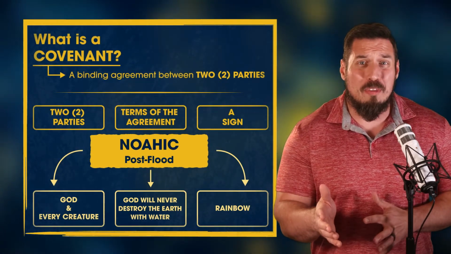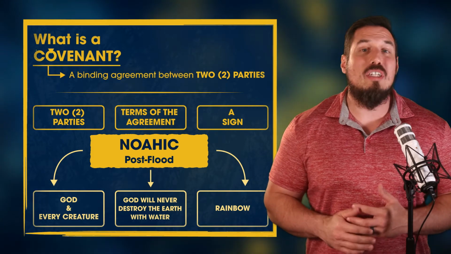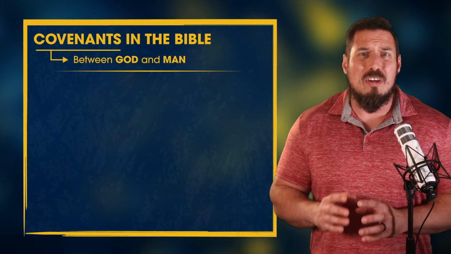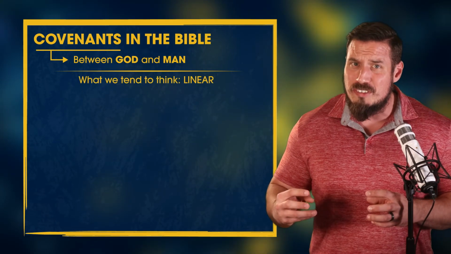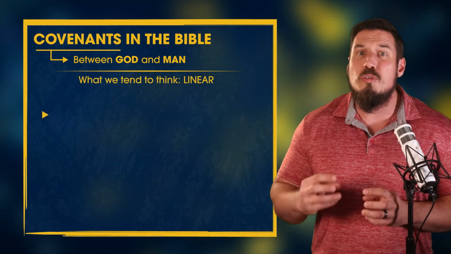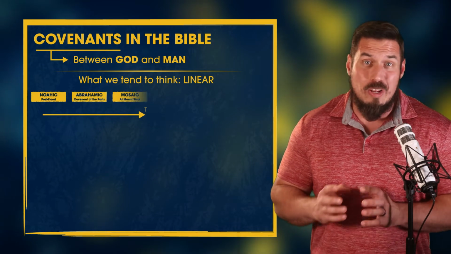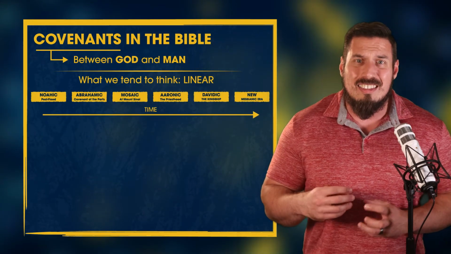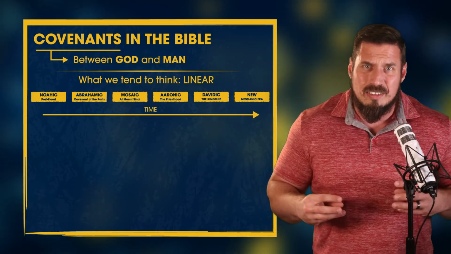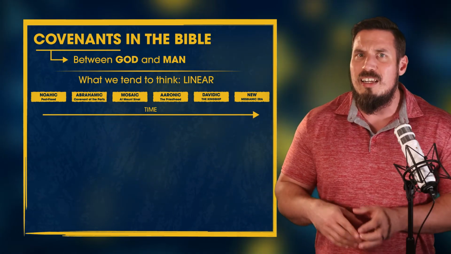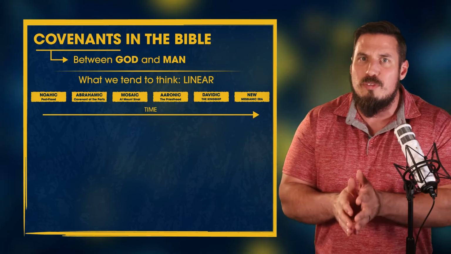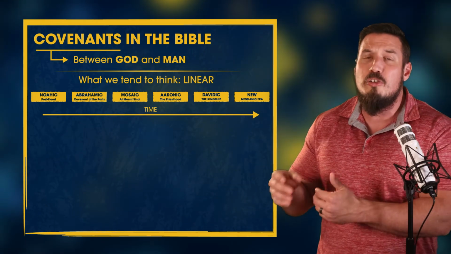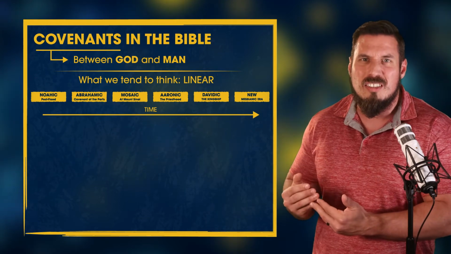But before we wrap up for the day, let's take a look back at those covenants that God makes with man in the Bible. You see, we often think of covenants as a linear progression, and that these covenants are mutually exclusive. And if you're in one covenant, you're not in another covenant. And we start taking these covenants and we put them in a line, like we leave the Noahic covenant and enter the Abrahamic covenant, and we leave the Abrahamic covenant and enter the Mosaic covenant. And as time goes on, we continue to progress through these different covenants.